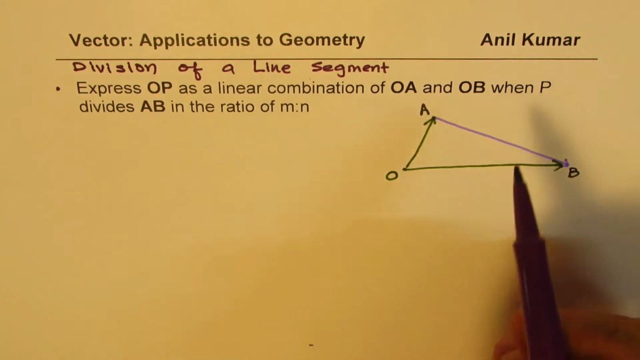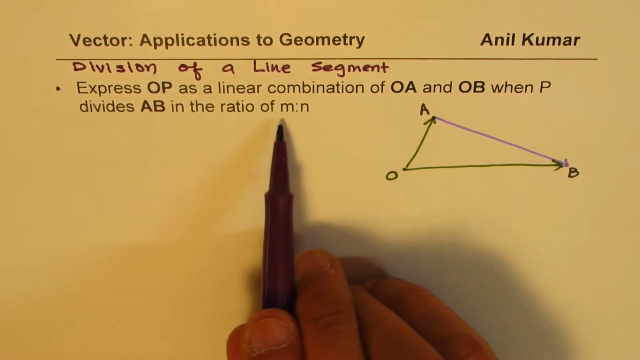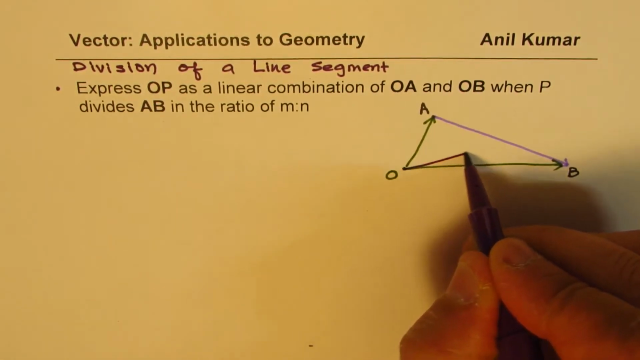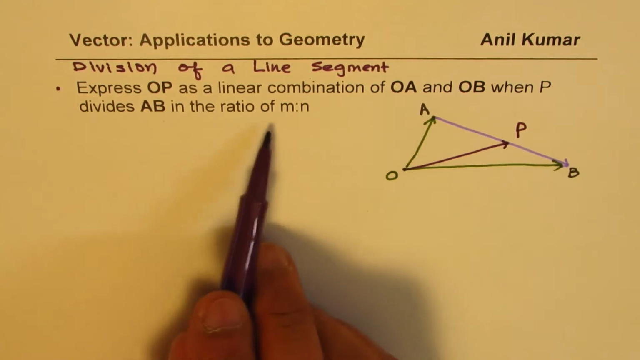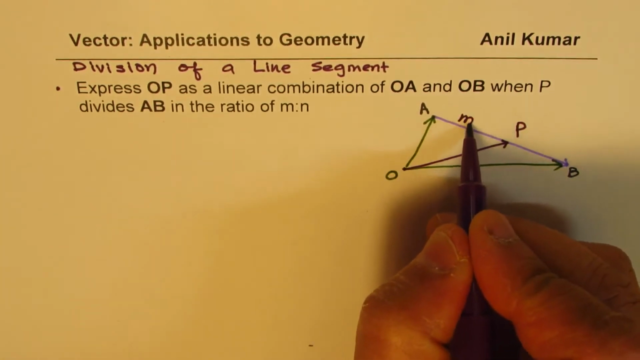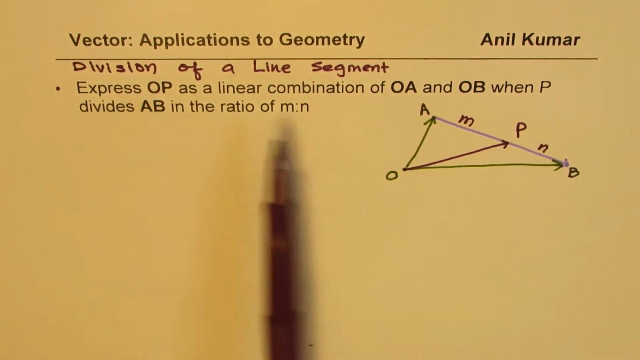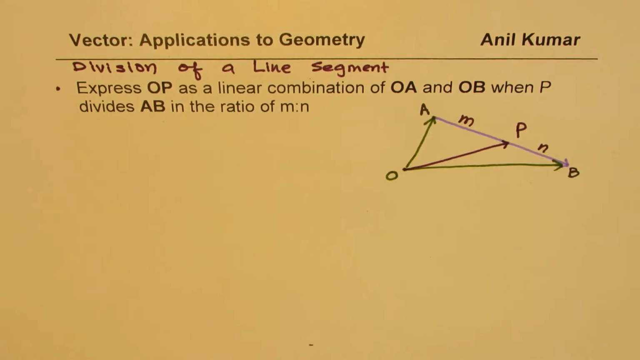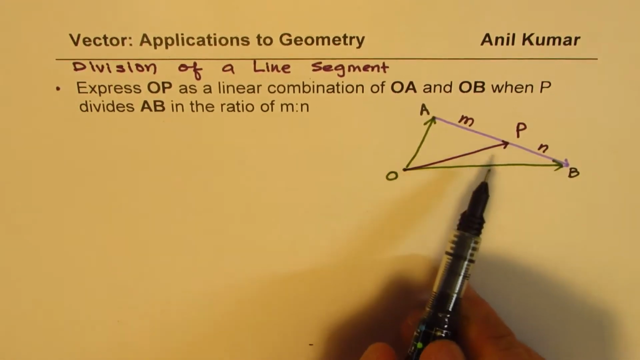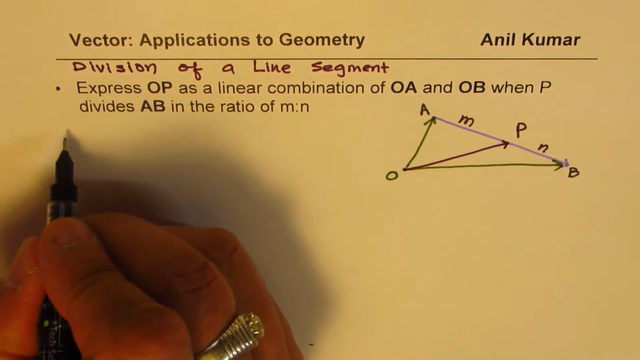Now what we are saying here is to express OP, where some point P is here, which divides AB in the ratio of m is to n. So let's take a point here. Let's say this is our point P, which divides AB in the ratio of m is to n. That means this is m and that is n. So we need to express OP in terms of OA and OB. That's the question. You can always pause the video, answer this question, and then look into my suggestions. Now, one of the easiest ways to solve this or prove this or find the formula for this is to use scalar multiples.